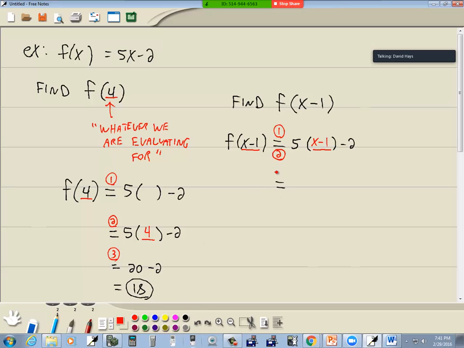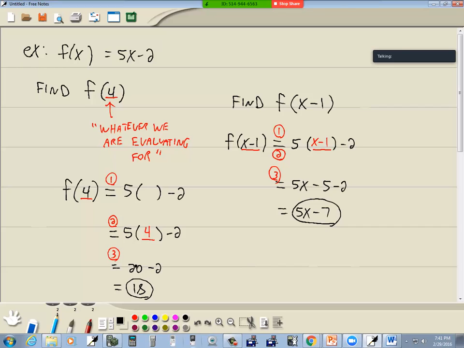And then step 3, we want to simplify. In this case, we'll use the distributive property. I'll take 5 times x is 5x. 5 times negative 1 is negative 5. Bring down the minus 2, which ends up giving us 5x minus 7. And that would be our answer.